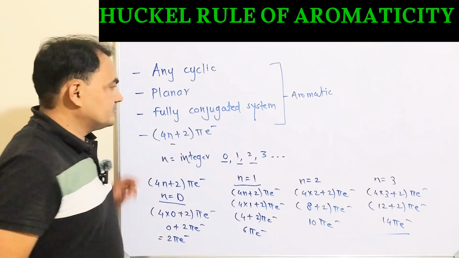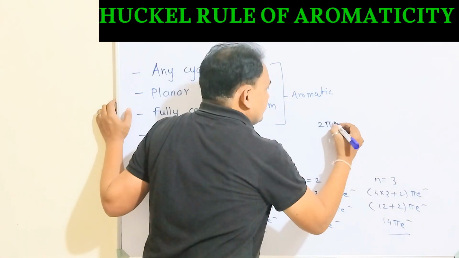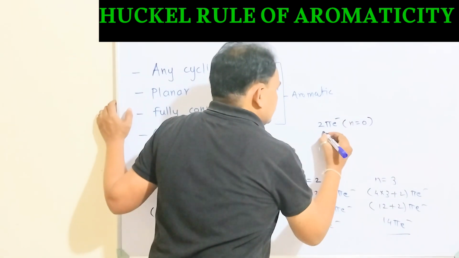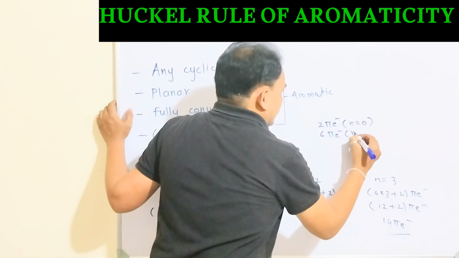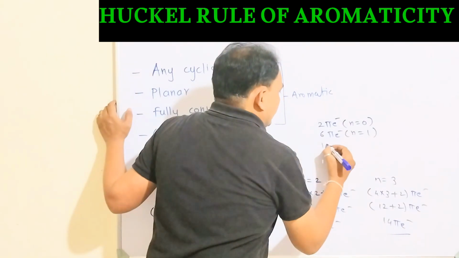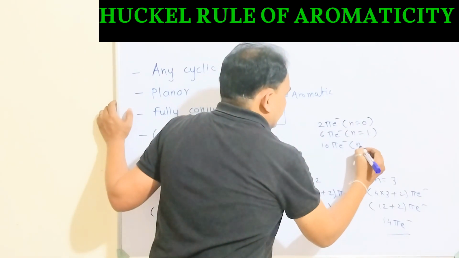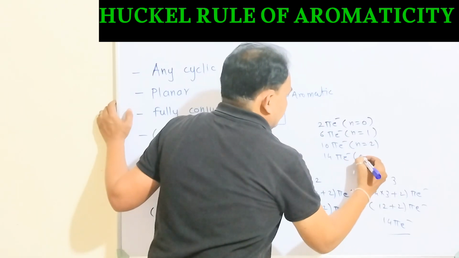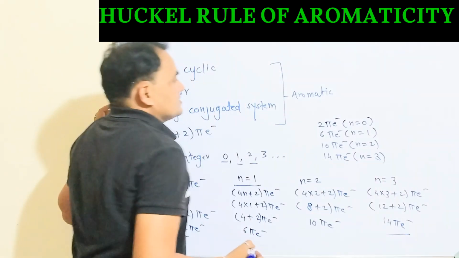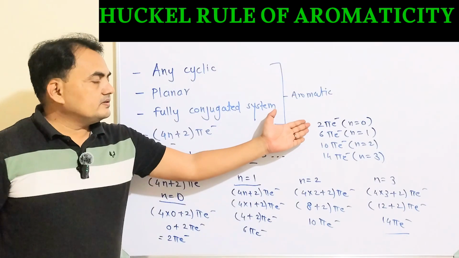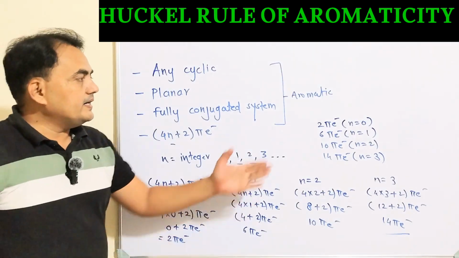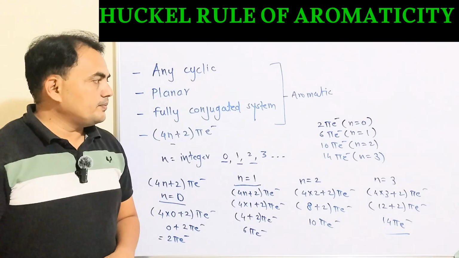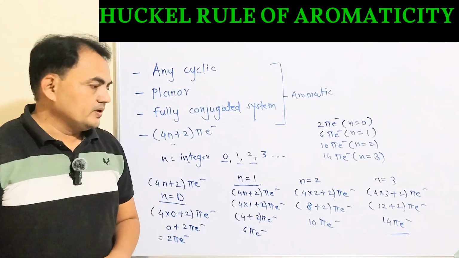So here we write: when 2 pi electrons are there, n will be 0. When 6 pi electrons are there, n will be 1. When 10 pi electrons are there, n will be 2. When 14 pi electrons are there, n will be 3. In this way we can use these pi electrons to identify whether the compound will be aromatic or non-aromatic.